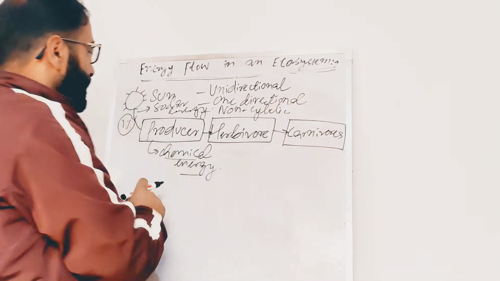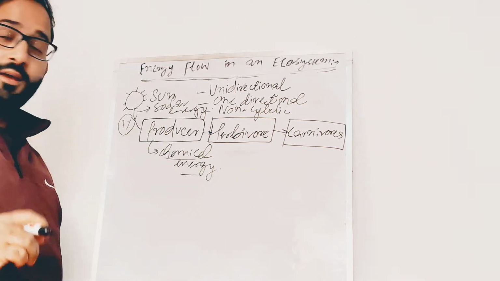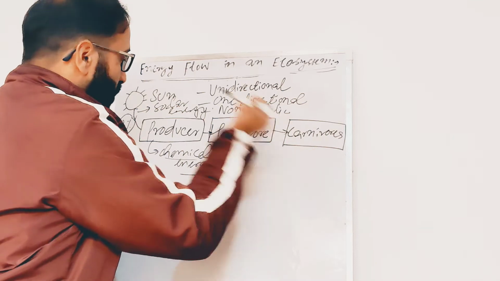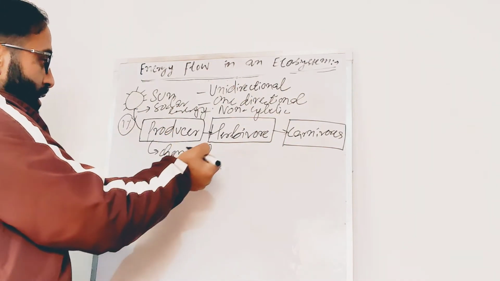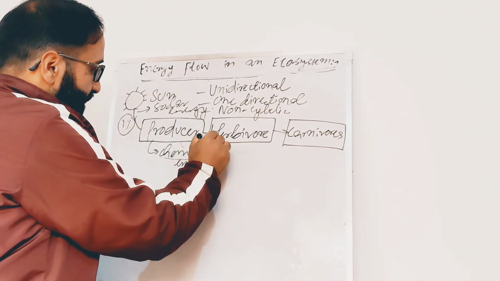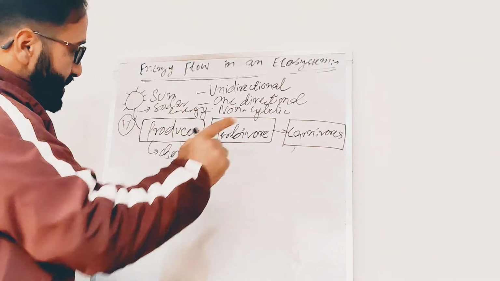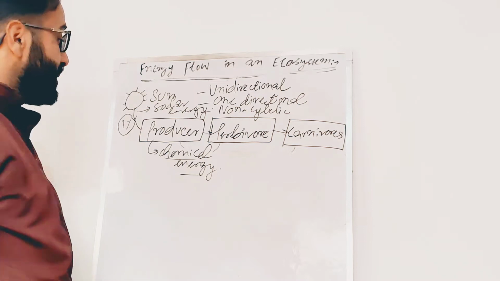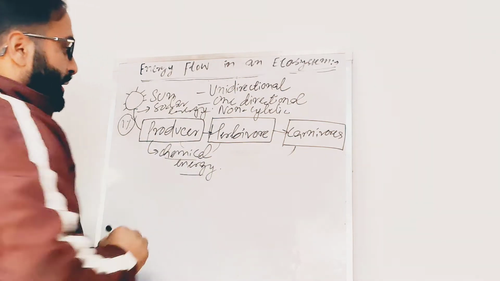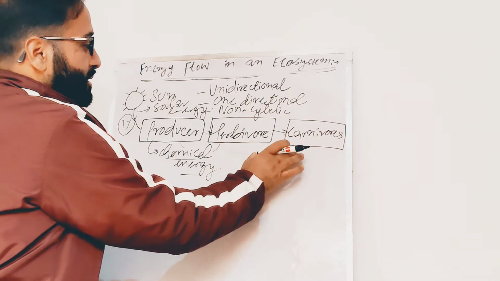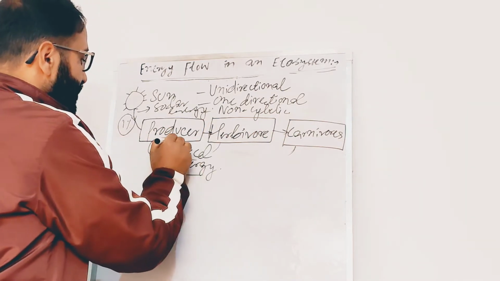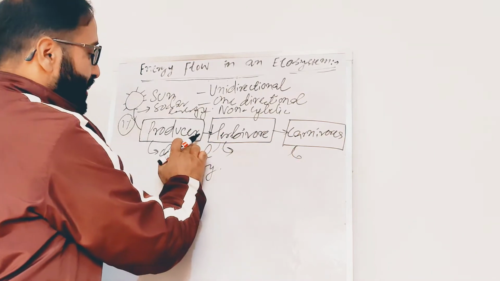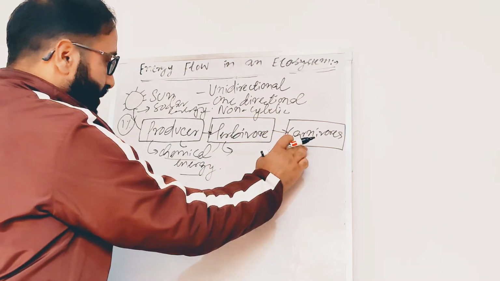Now look here. Producers are eaten up by herbivores. Herbivores are eaten up by carnivores. These events where one organism eats another organism and is eaten up by some other organism is called a food chain. And each step of a food chain is called a trophic level. For example, this is the first trophic level, second trophic level, third trophic level.